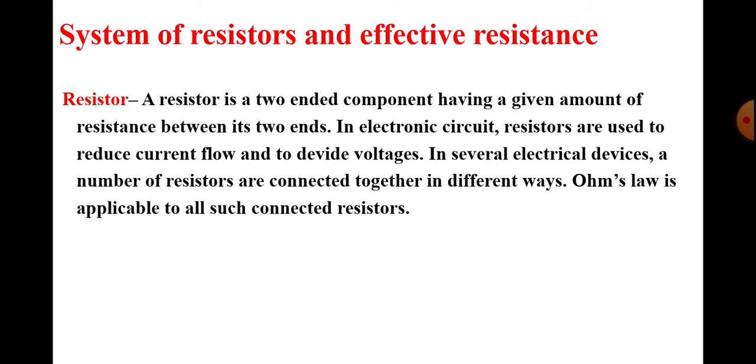System of resistors and effective resistance. Resistor: a resistor is a two-ended component having a given amount of resistance between its two ends. In electronic circuits, resistors are used to reduce current flow and to divide voltages. In several electrical devices, a number of resistors are connected together in different ways. Ohm's law is applicable to all such connected resistors.